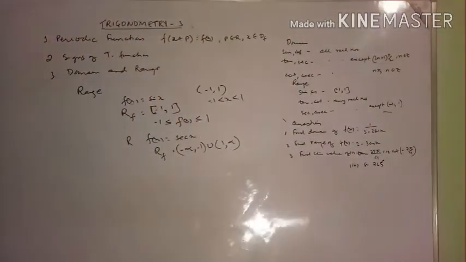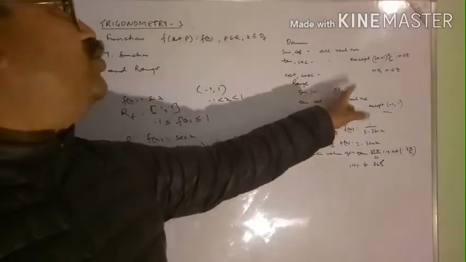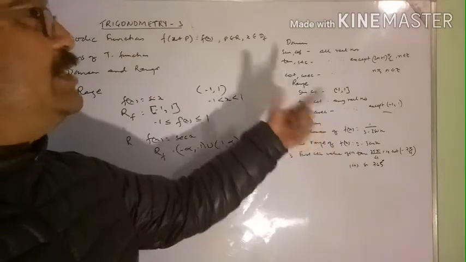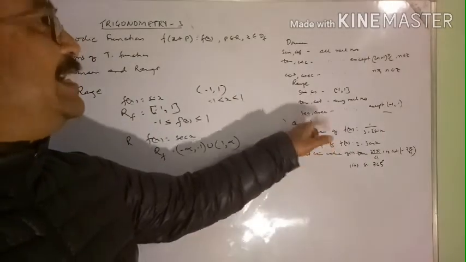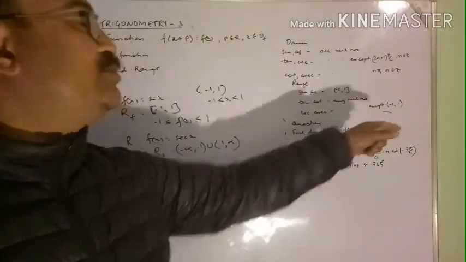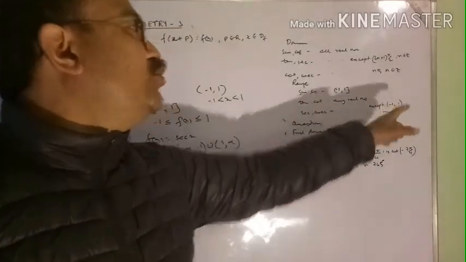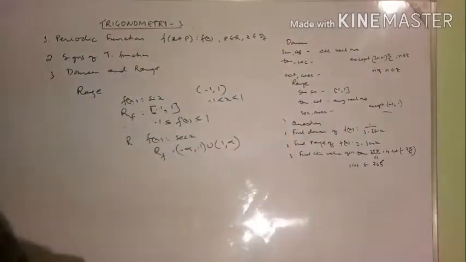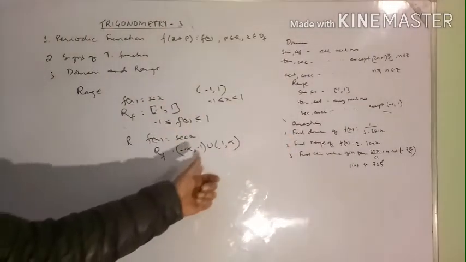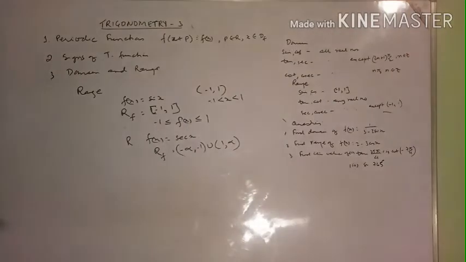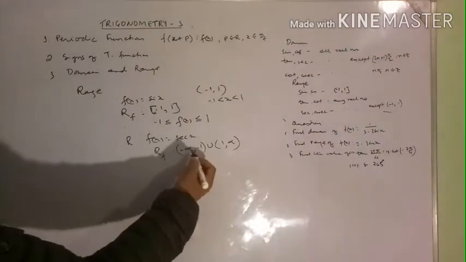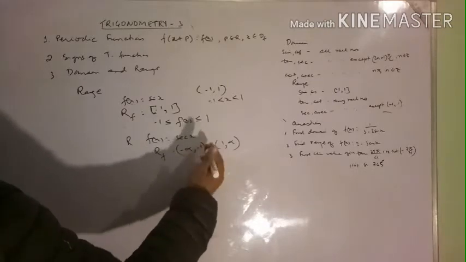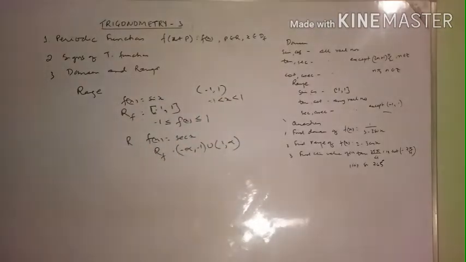So you have to remember the range of sine and cos is -1 to 1, closed bracket, including -1 and 1. Tan and cot, it's any real number. For sec and cosec, any real number except the interval -1 to 1, meaning the value should be either less than -1 or more than 1. So the range is the union of these two, -infinity to -1, then 1 to infinity. Between -1 and 1 there is no value.